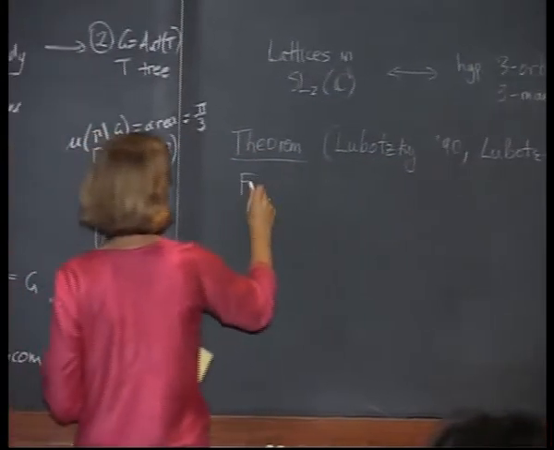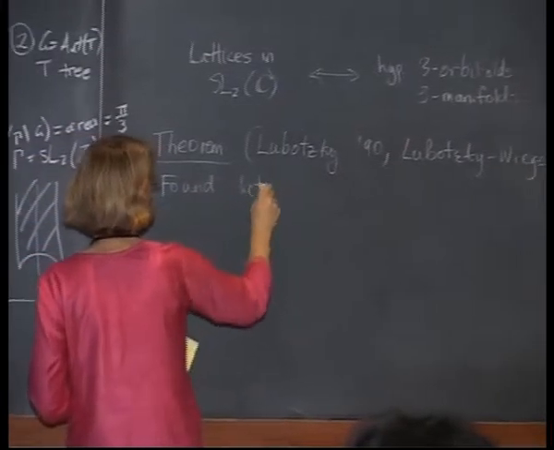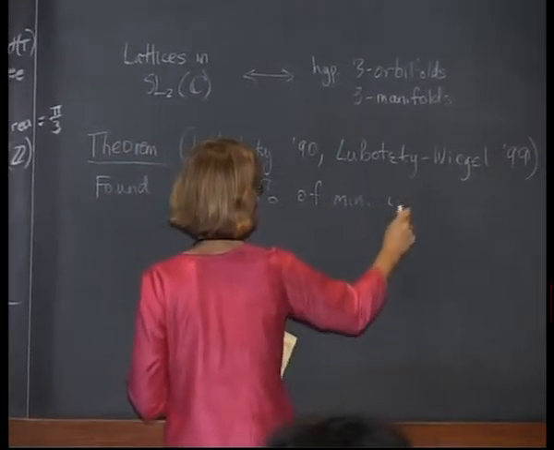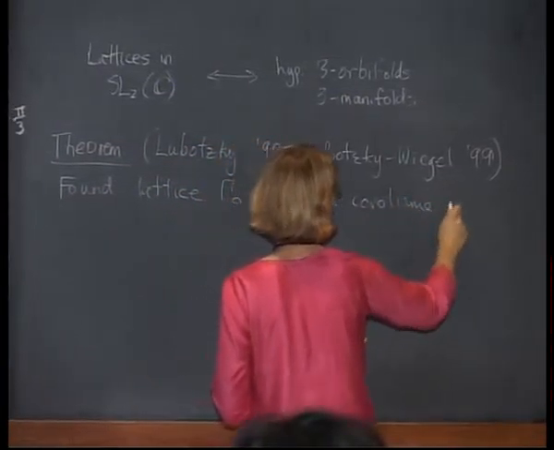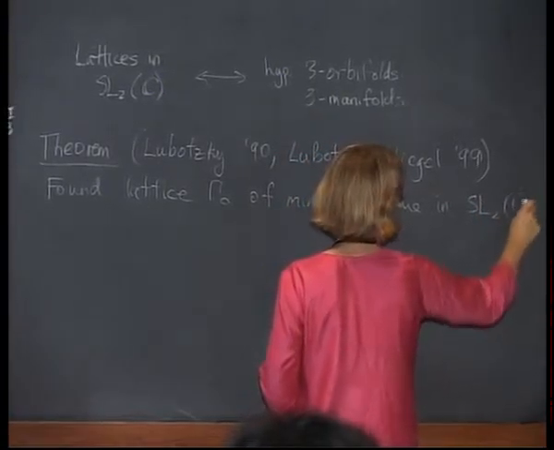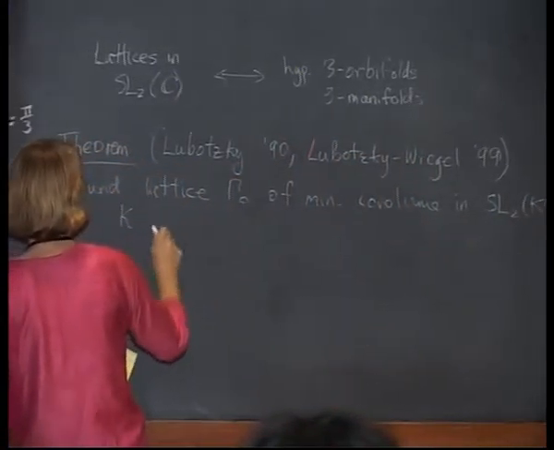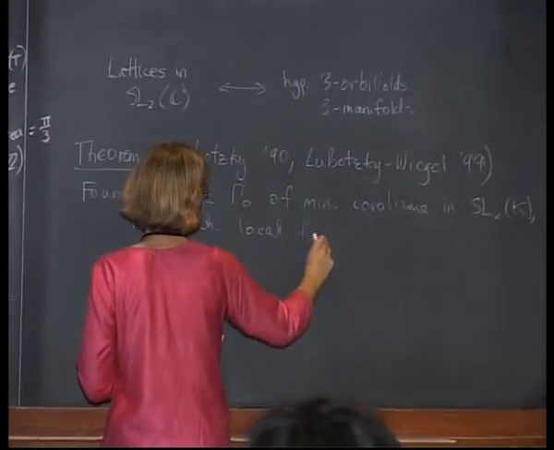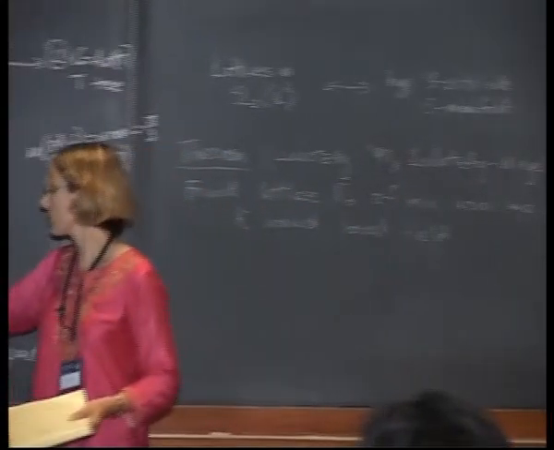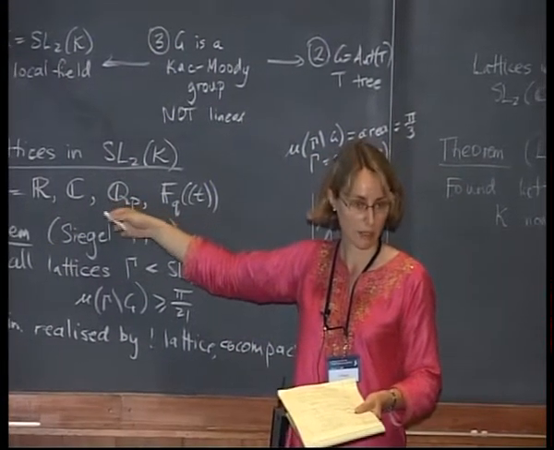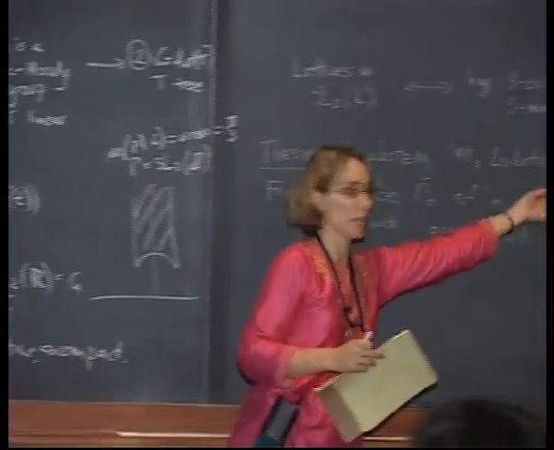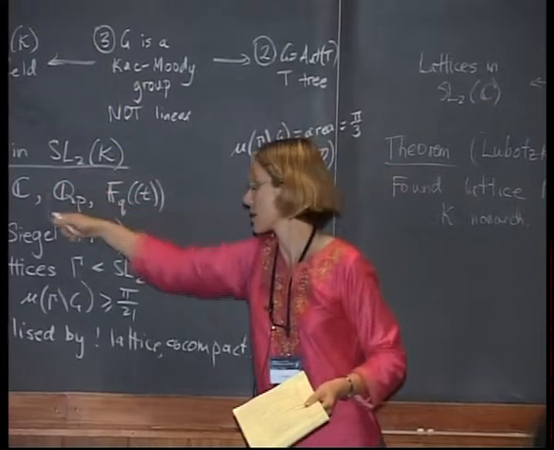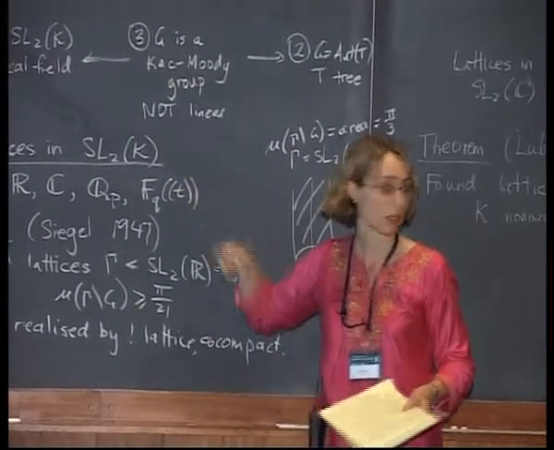So they found the lattice of minimal co-volume in SL2(K), where K is a non-Archimedean local field. A complete list is this, finite extensions of this, which is the main content of the second paper, and Laurent series over a finite field. So this is characteristic 0, and this is positive characteristic.